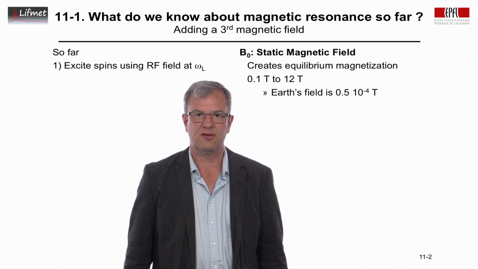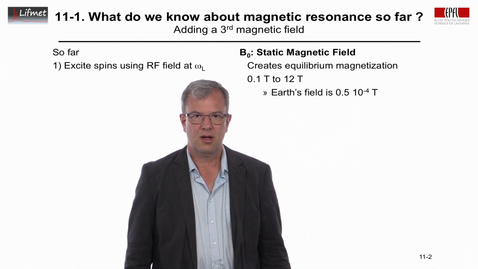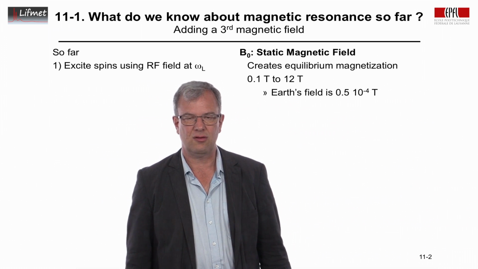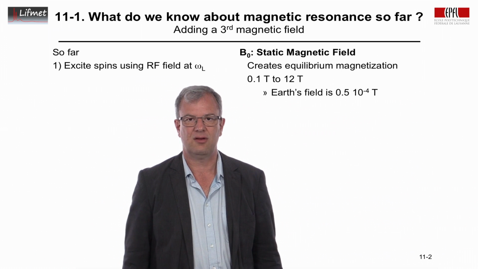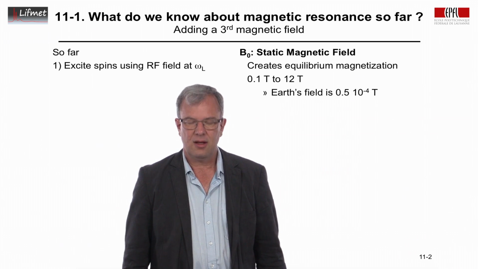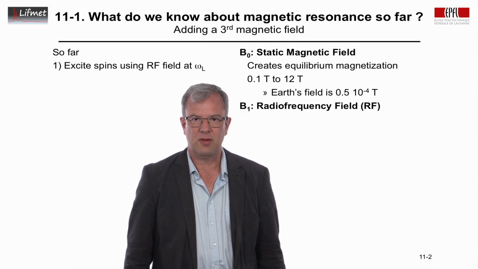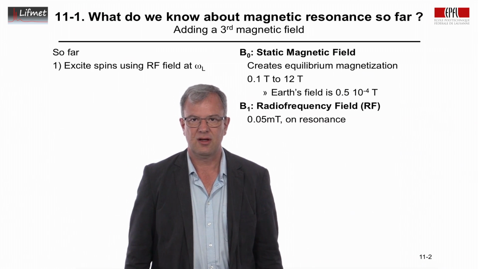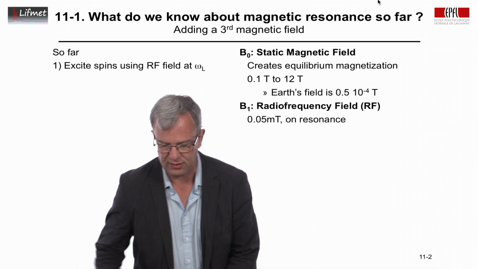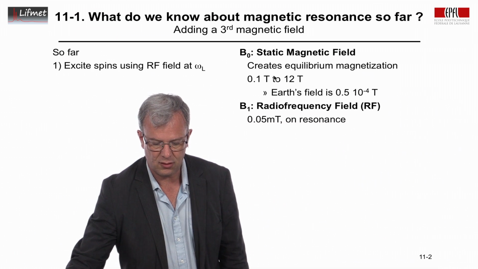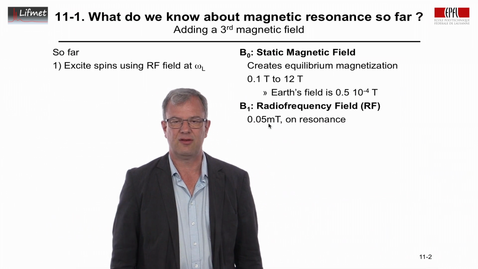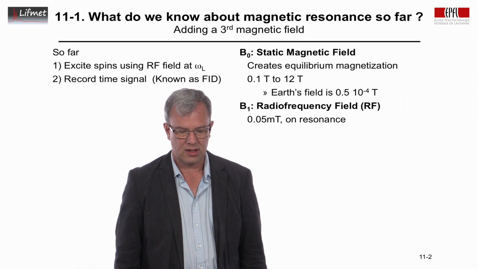Then what we do is, this static magnetization, the equilibrium magnetization we've seen, is not very interesting, produces no signal. So what we need to do is to excite the magnetization, that is, flip the magnetization into the transverse plane, and this is done using a radio frequency field, which is applied at the Larmor frequency. The radio frequency field is always denoted B1. It typically has a magnitude of 0.05 millitesla, and it is applied on resonance. If you compare this to B0, in the order of Tesla, here we're on the order of millitesla. There's a considerable difference between the two.